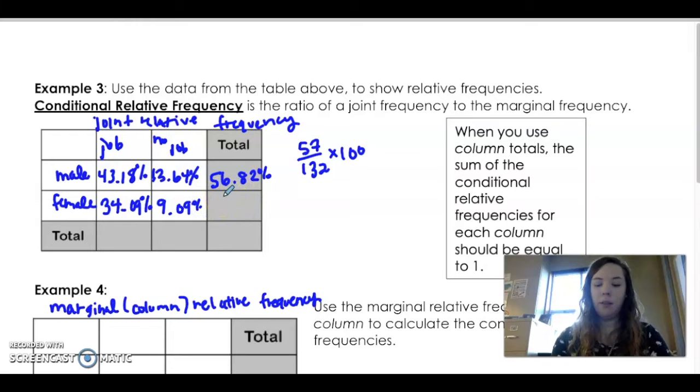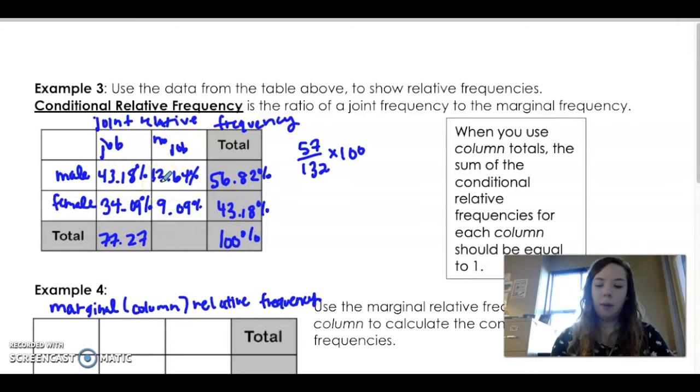And then you had 57, so 43.18%. Okay, and then for our final row, these should always grand total up to be 100% in this right corner, because you have your 132 over 132. And then 102 divided by 132, 77.27.